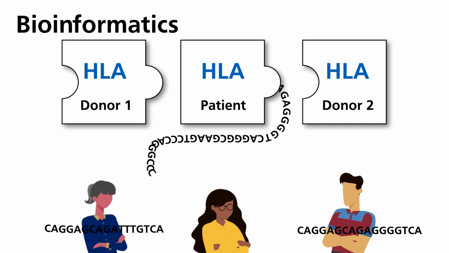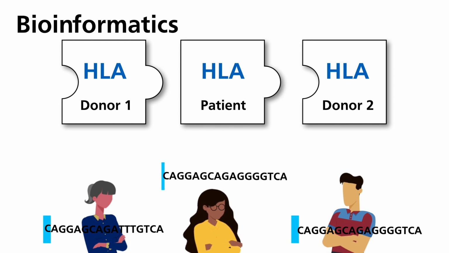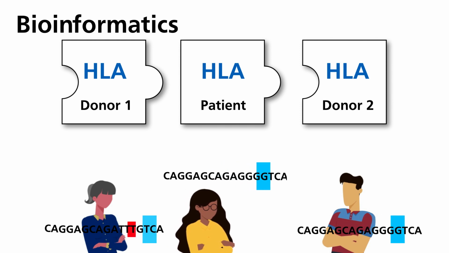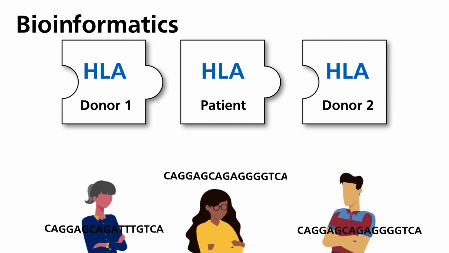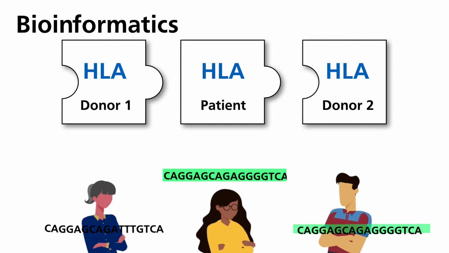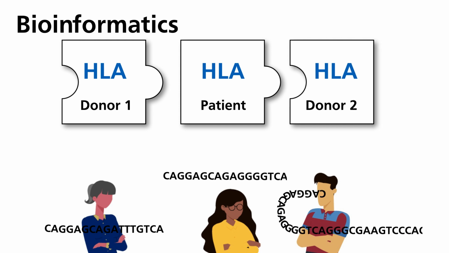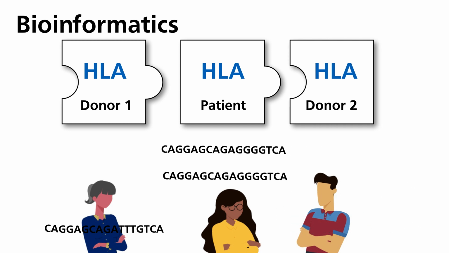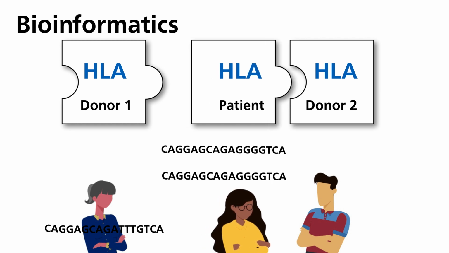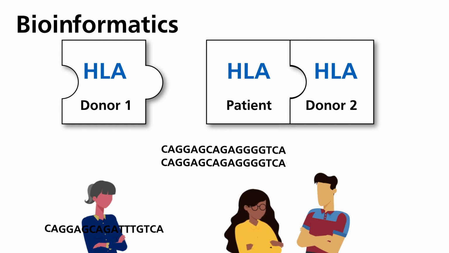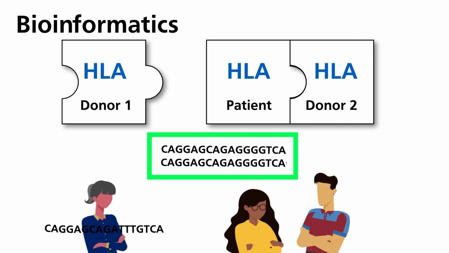Through complex data analysis, bioinformatics can accurately identify the HLA types, which are incredibly diverse and vary greatly among different individuals. This matching is essential as a close HLA match between donor and recipient greatly increases the chances of a successful stem cell transplant. By utilising advanced computational tools and algorithms, bioinformatics streamlines the process of HLA typing and matching, making stem cell transplants safer and more effective.